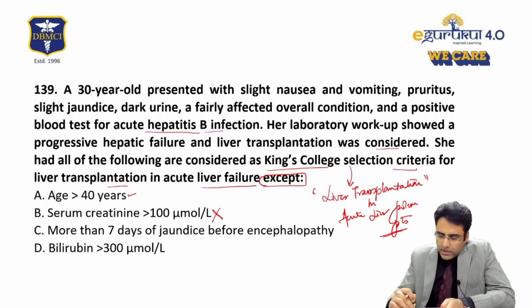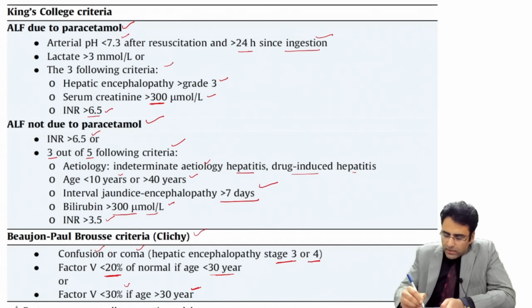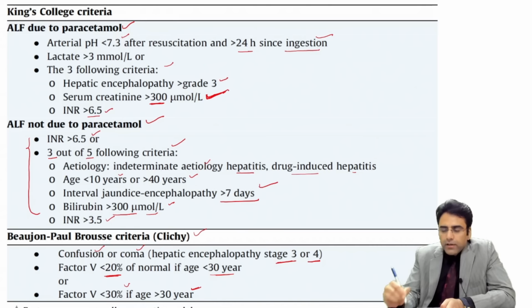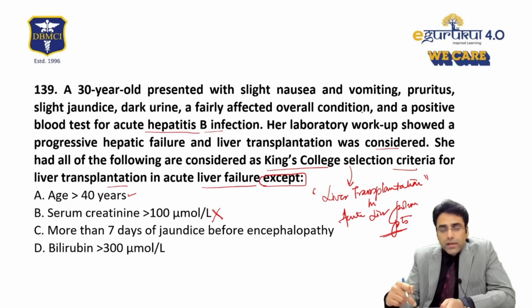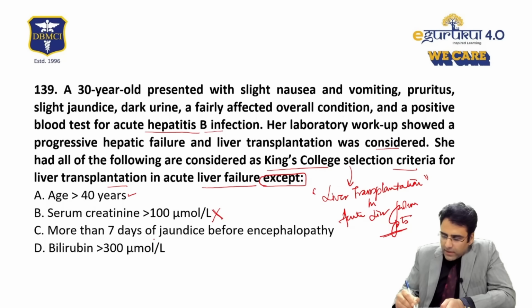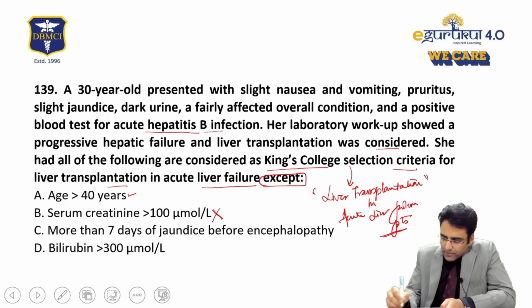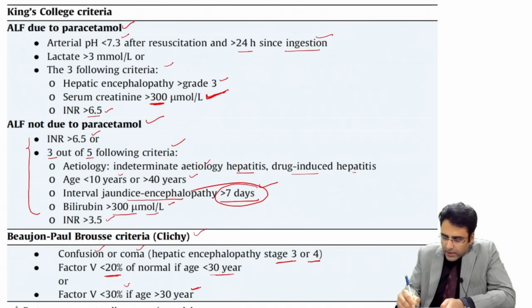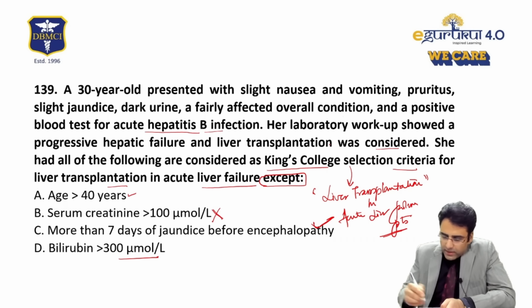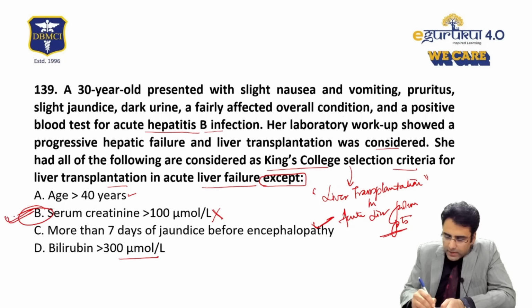So in this you see there is serum creatinine. It is not implicated in this, whereas it is implicated in failure due to paracetamol, and again its level should be more than 300, but in the question it is written more than 100, so this is wrong. More than 7 days of jaundice before encephalopathy, I told you the interval between jaundice and encephalopathy should be more than 7 days. This is a correct statement. Bilirubin more than 300 micromole per liter, yes, this is also correct. So what is wrong in this is serum creatinine more than 100. This is the wrong statement.